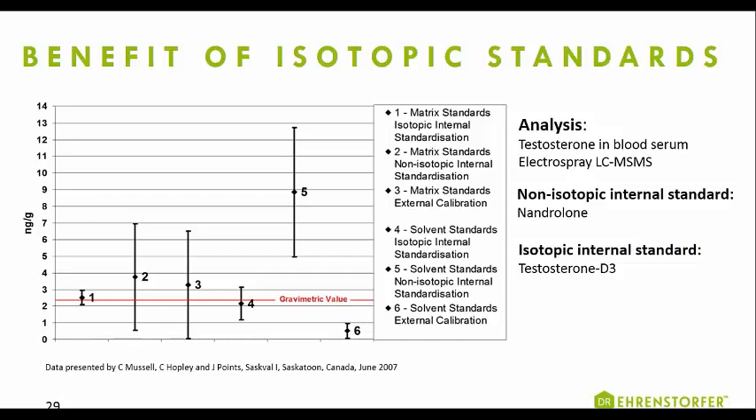Working backwards, set 6 used just a testosterone reference standard prepared in solvent. Set 5 used a conventional internal standard, nandrolone in this case. Set 4 used a testosterone D3 isotopic internal standard. 3, 2 and 1 are then similar, but they're matrix matched. This means the standards are prepared in an extracted blood serum rather than in solvent. Now the center point of each set shows the average result, while the bar shows the spread.